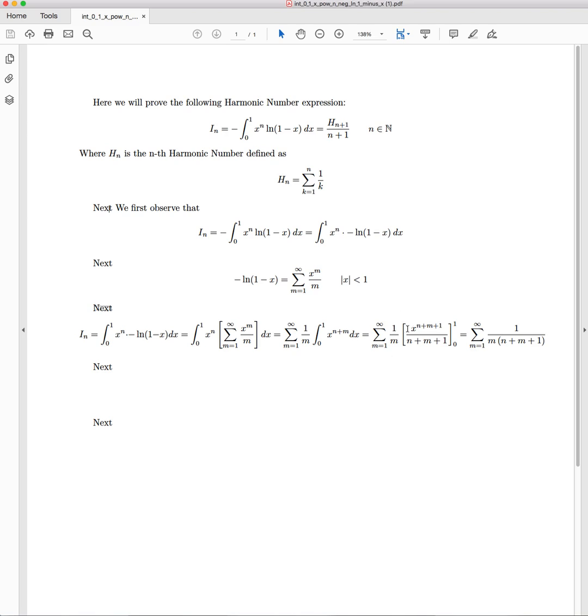So plugging in the upper bound and the lower bound, we can see this is really simple. When we sub in 1, we've got 1 to the power of n plus m plus 1, which is just 1. Remember that n and m are integers, so this is going to be 1 to the power of an integer value, which is just 1. So that's 1 for the upper bound.